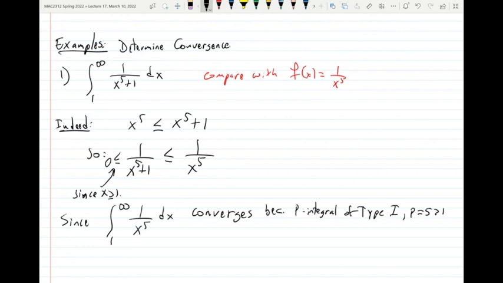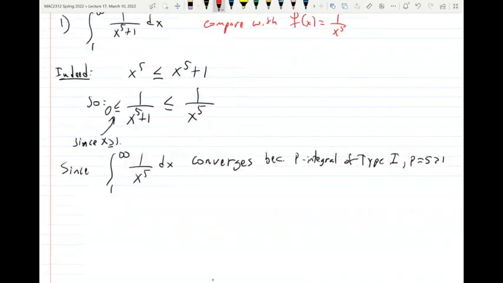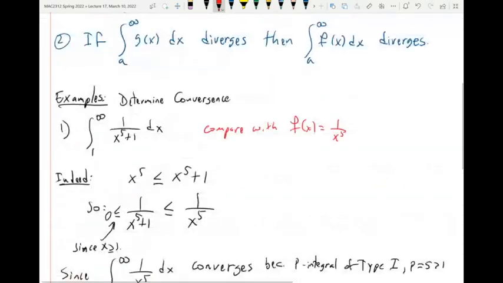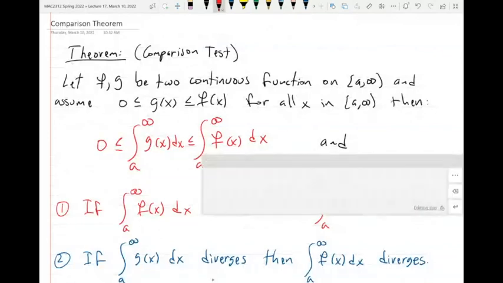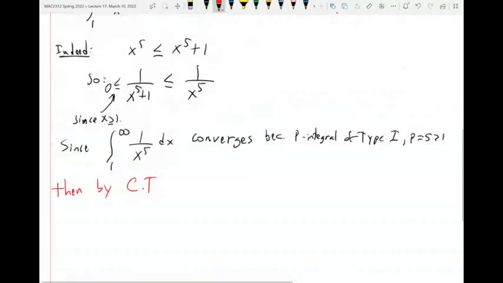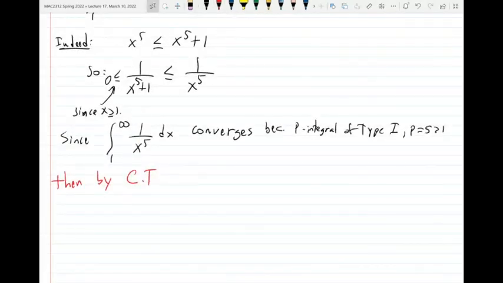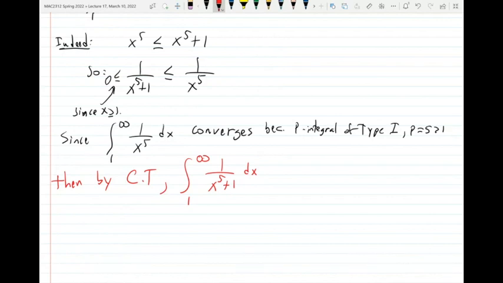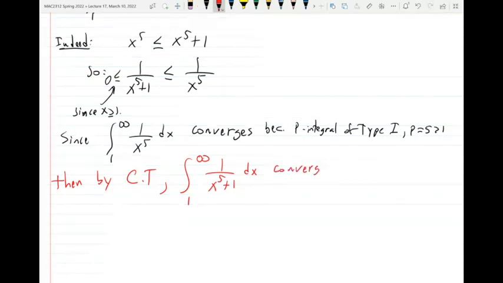Since this one converges, then by the comparison theorem, I'm going to call it CT, the comparison test. You can call it CT as well when you're writing this in the exam, and I will understand what you mean. Then by the comparison test, it follows that the small one, the integral from 1 to infinity of 1 over x to the 5 plus 1, converges.